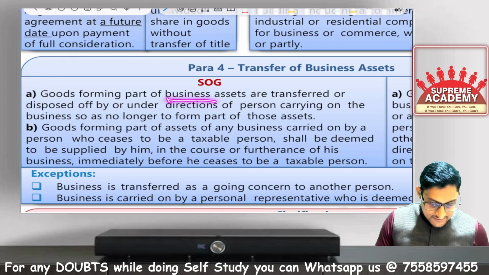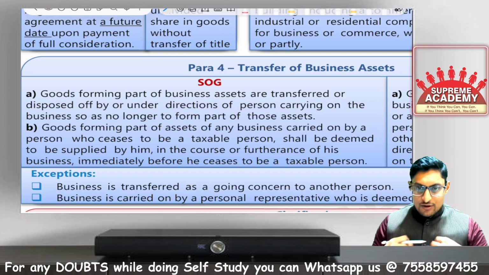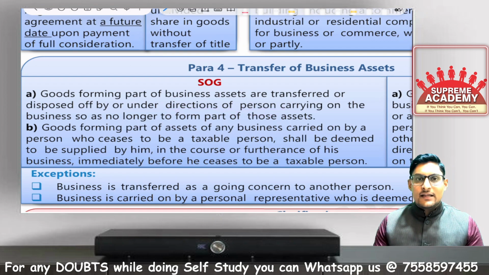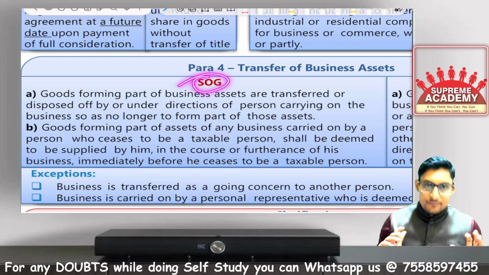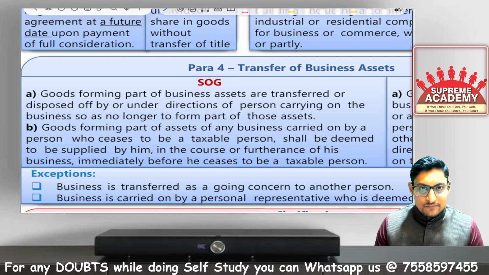The goods forming part of business asset are transferred or disposed of under the direction of a person carrying on the business. As you are directing, the salesman is going to sell the product as per your directions. So that will be a supply of goods if it is done for the business asset.